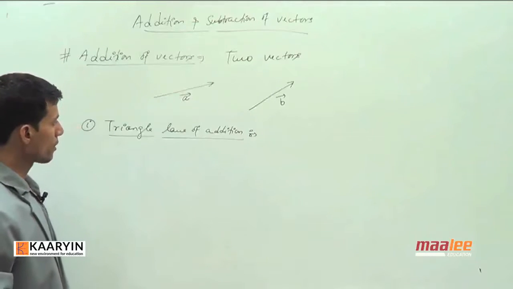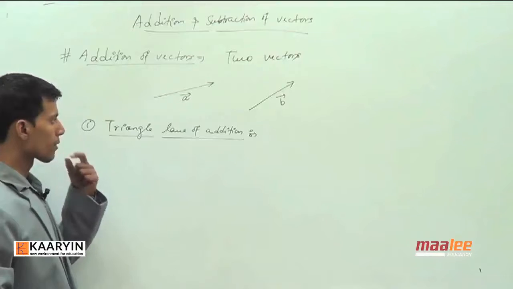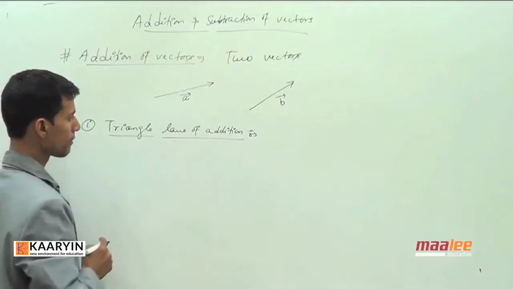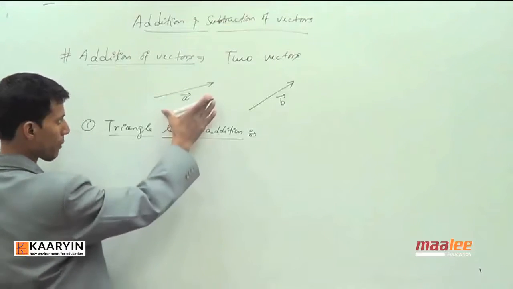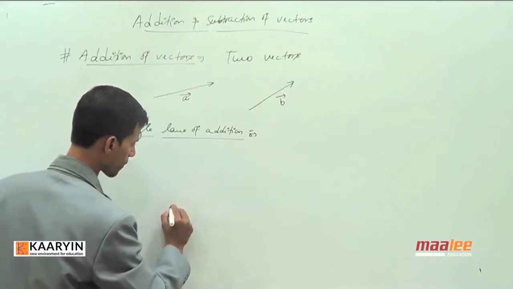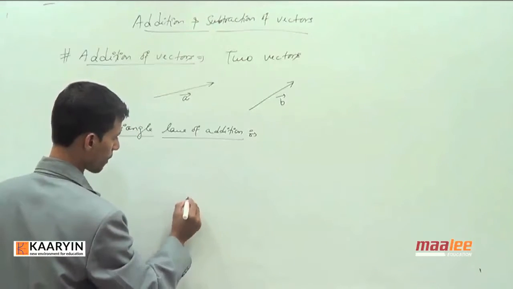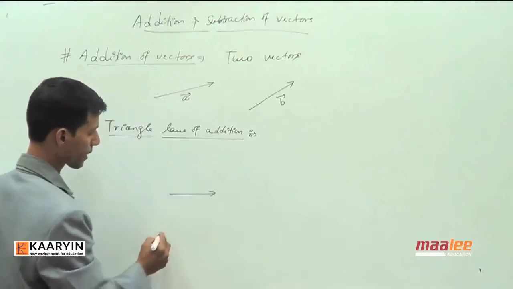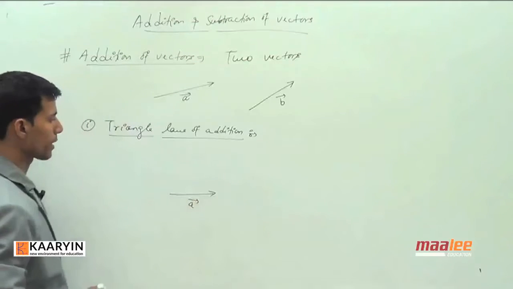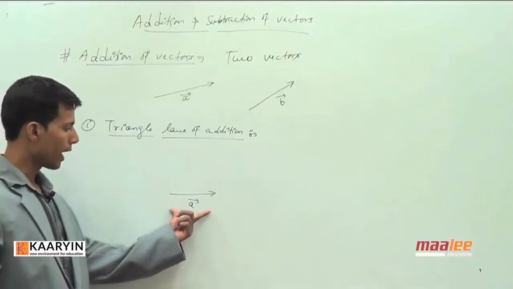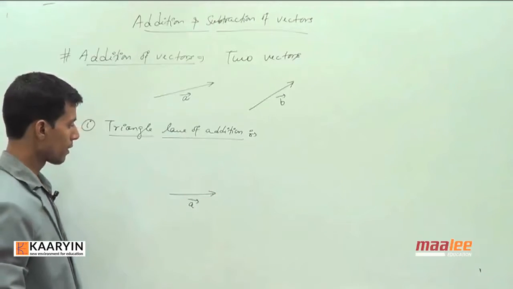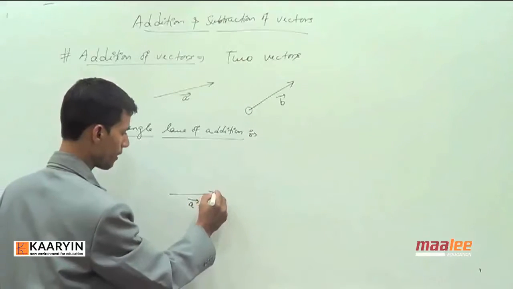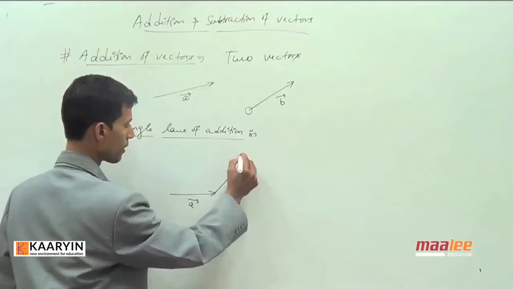In the triangle law of addition, as the name indicates, we have to make some sort of triangle. Now in that case, what you have to do is take any one vector. Let me say I am taking the first vector, my A, something like this. Now if I want to add B with A, then join the tail of B with the head of A.